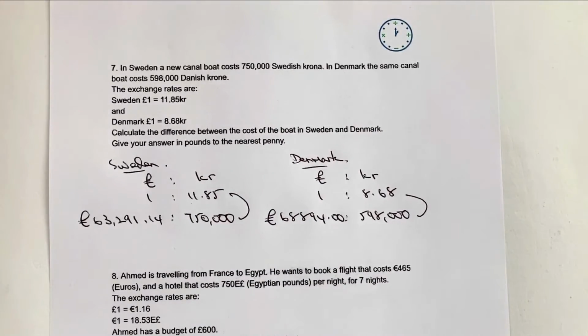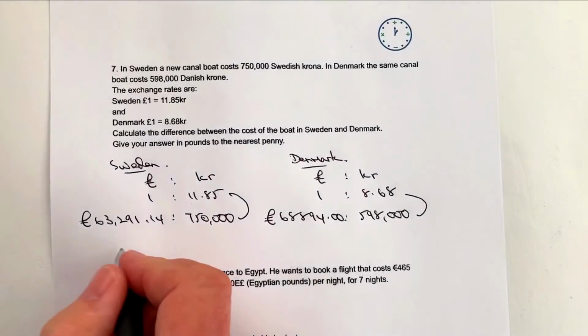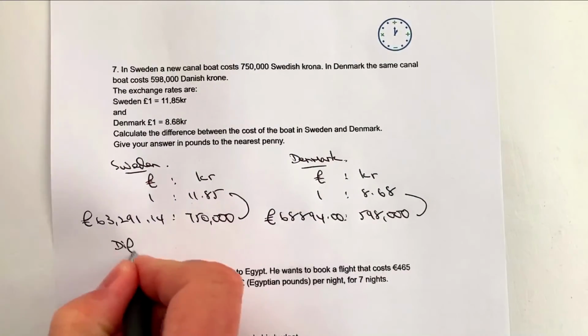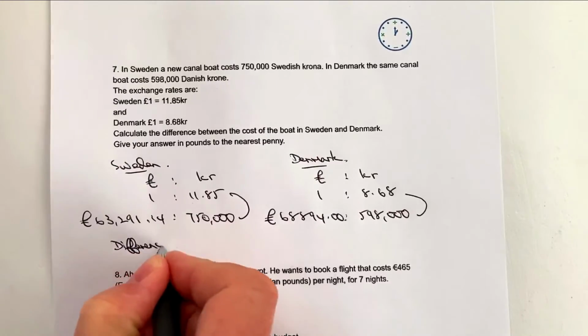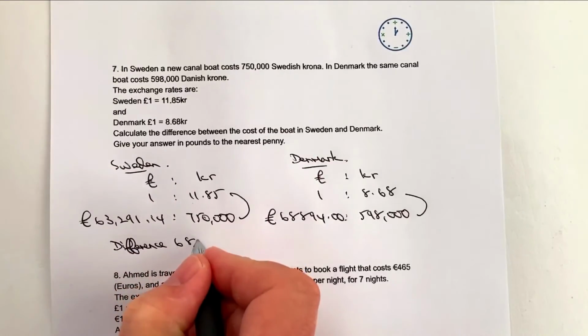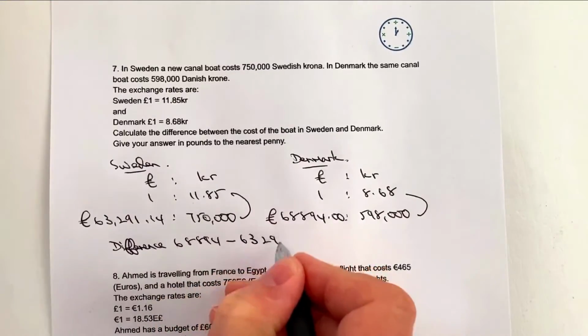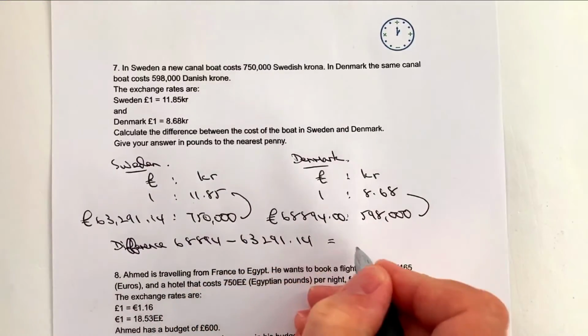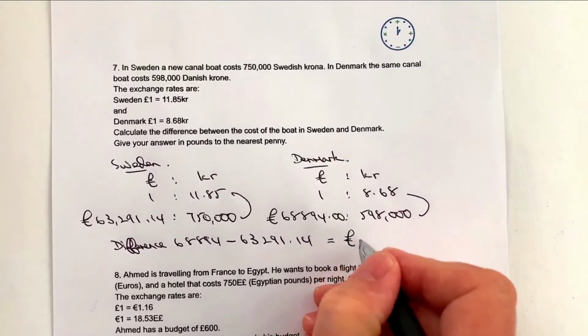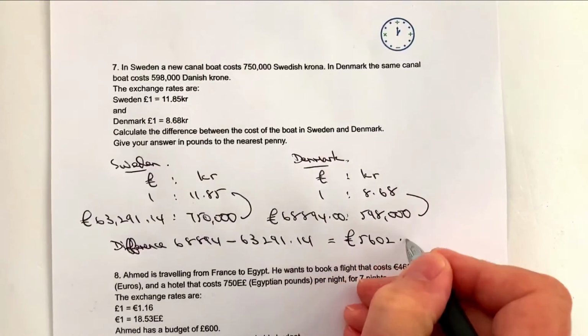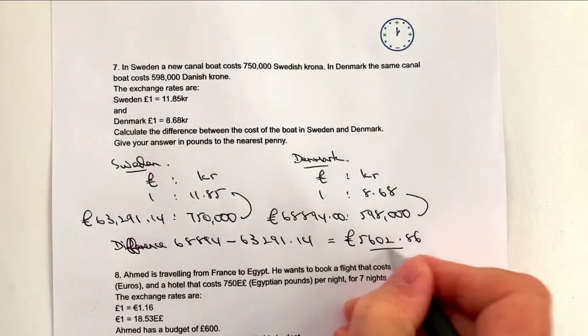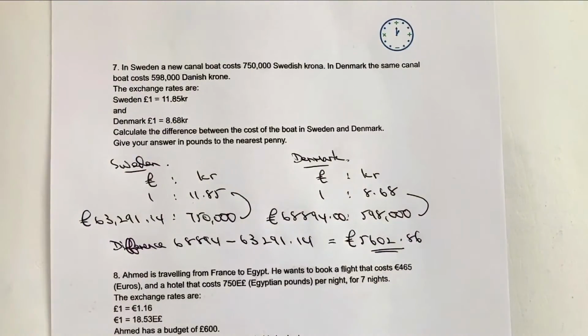Now, it is a calculator paper, so I'm just going to write this out, that the difference for the same canal boat is going to be 68894, take away 63291.14, and that's going to give me a total amount of 5602.86, and that would be the answer to that particular question. Okay, so it just takes a little bit more thinking about, but essentially it's the same sort of idea.